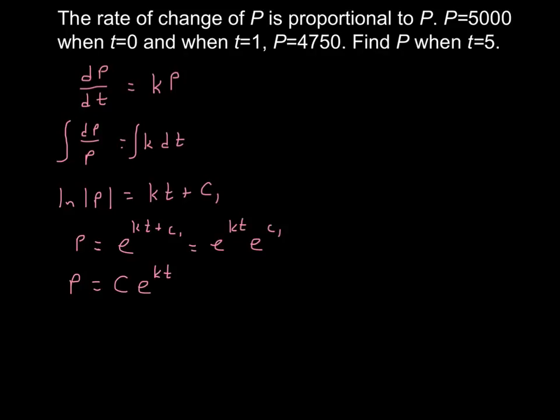Okay, what we're asked to find is p when t is 5. In order to do that, I'm going to need to identify values for c and k. The other thing you should recognize is that this formula should be very familiar to you. It is the old PERT formula, if you think of it.